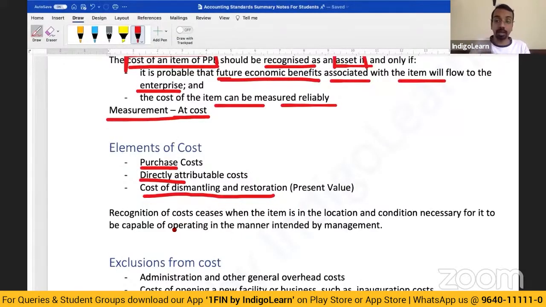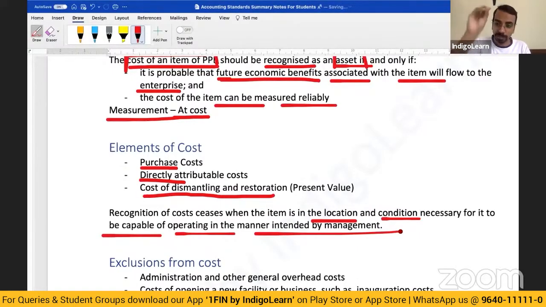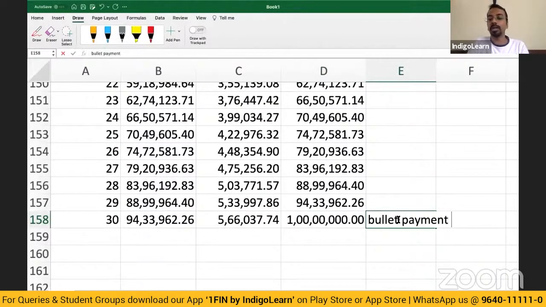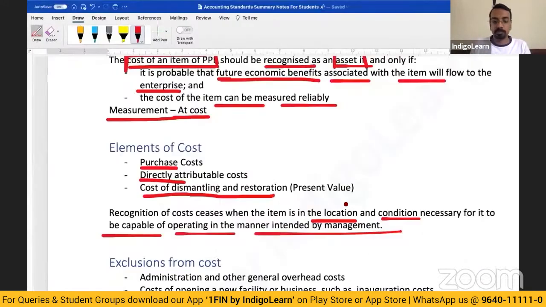So these are the costs which are included in the cost of PPE, and once the item is in location and condition necessary for it to be capable of operating in the manner intended by the management, please remember this sentence, very, very important, then you cannot capitalize any further cost. You have to stop capitalization of cost. Not annuity factor, because here you are not making an annual payment. This payment is a single bullet payment, a single payment at the end of 30 years.